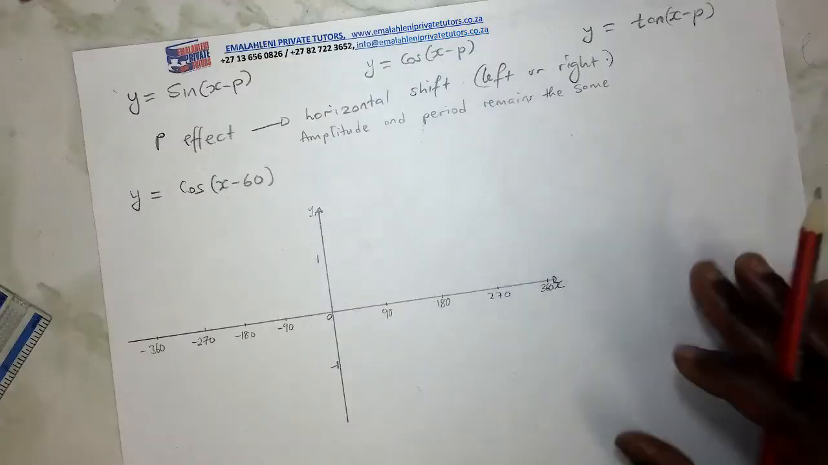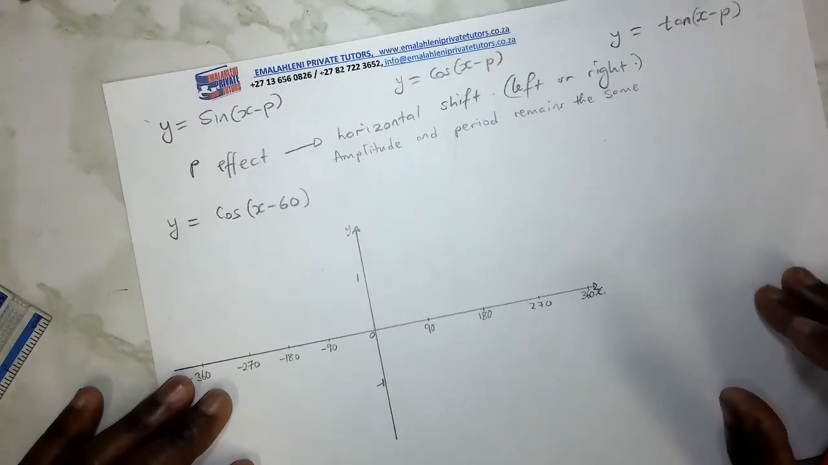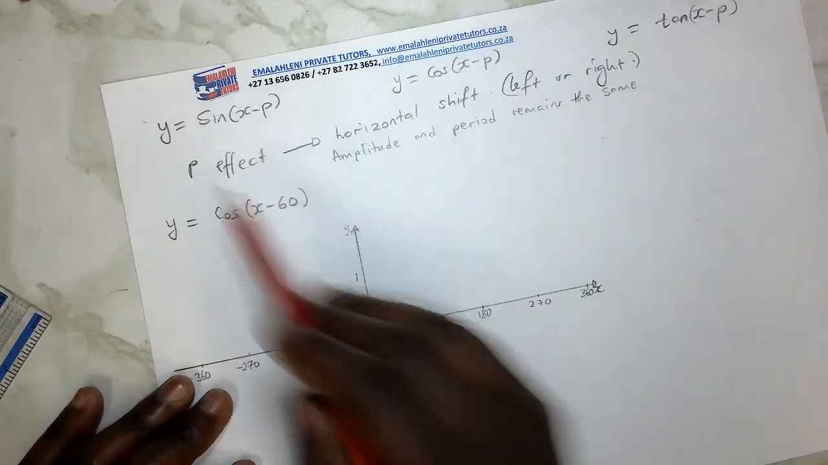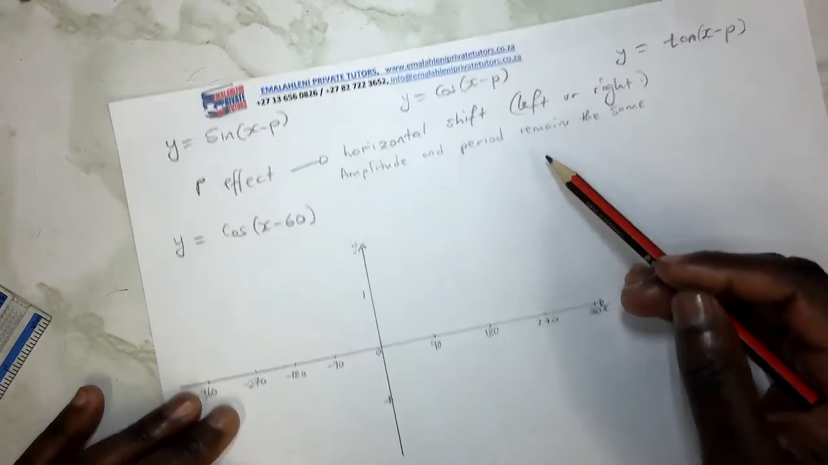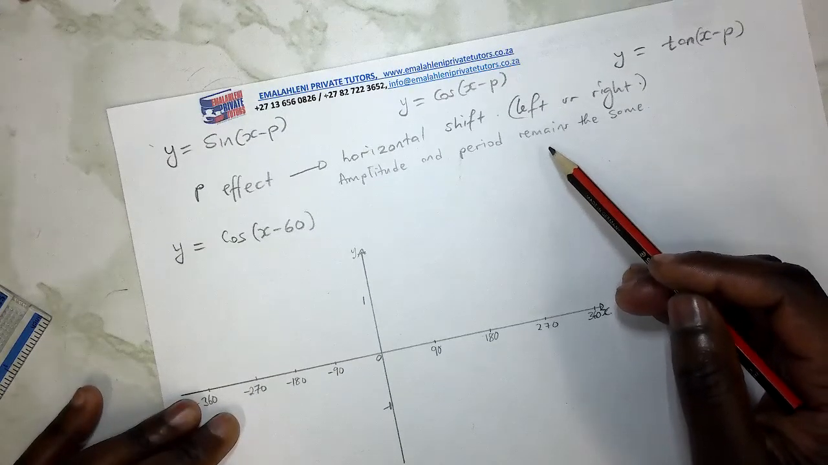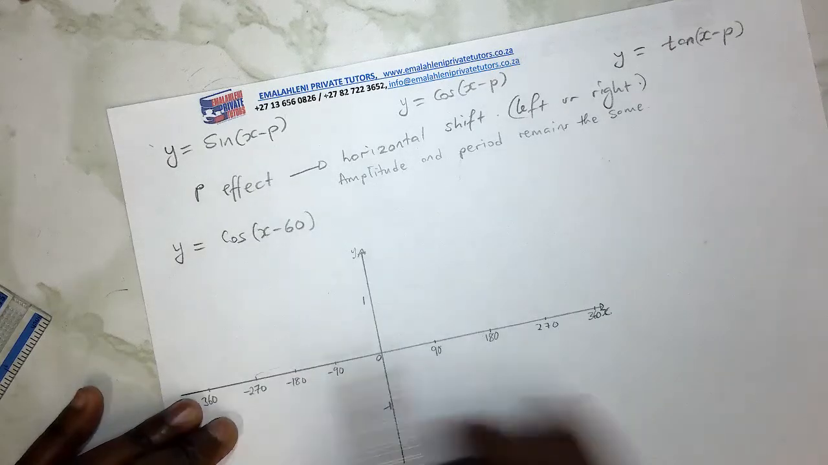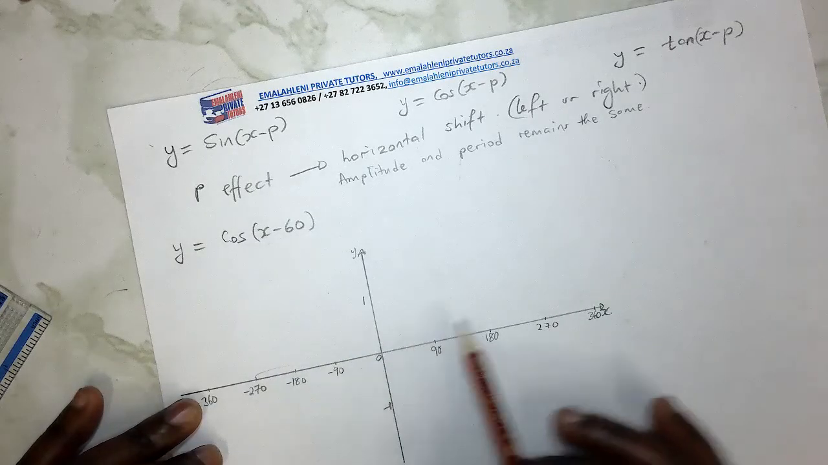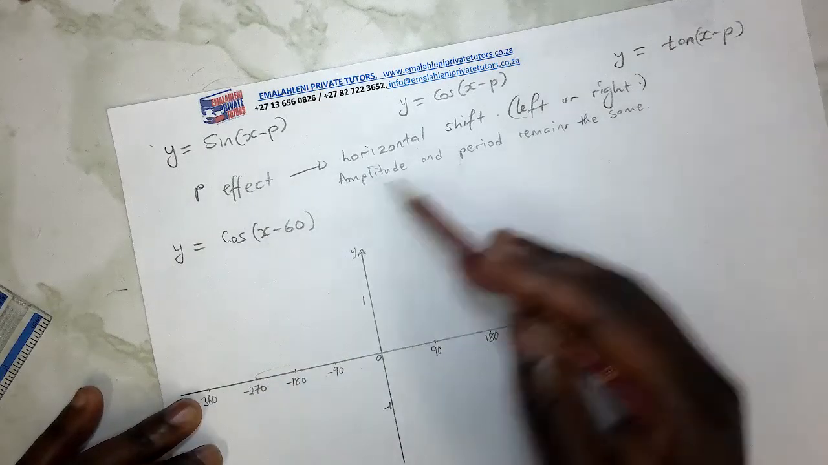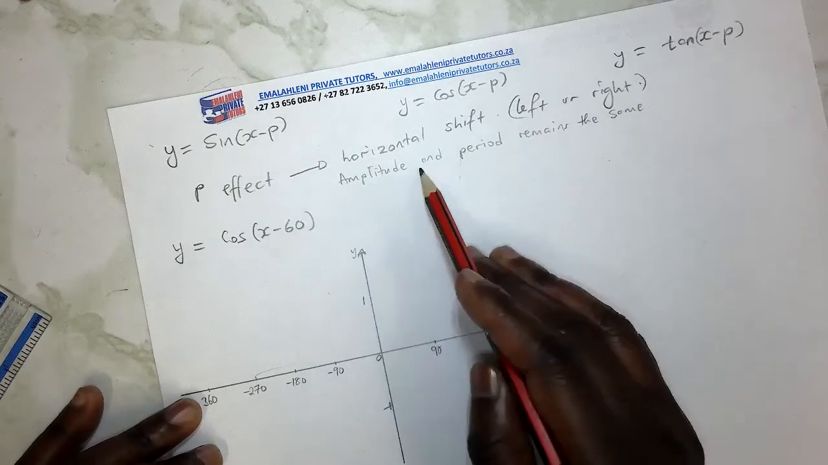Okay, let's move on to another type of graph where we are saying x minus p. Now we need to know the effect of p. Your p affects or shifts your graph horizontally. So left, right, left, right. That's what it does. It does shift your graph horizontally, but the amplitude is not changed.